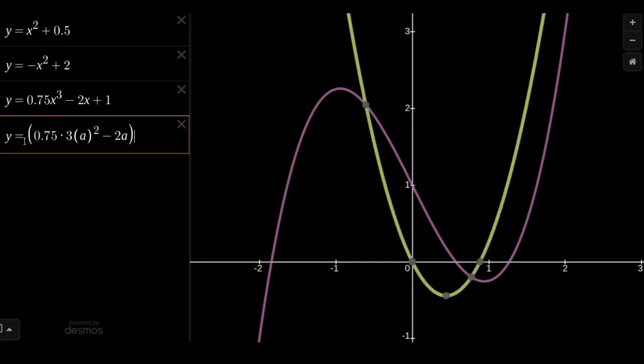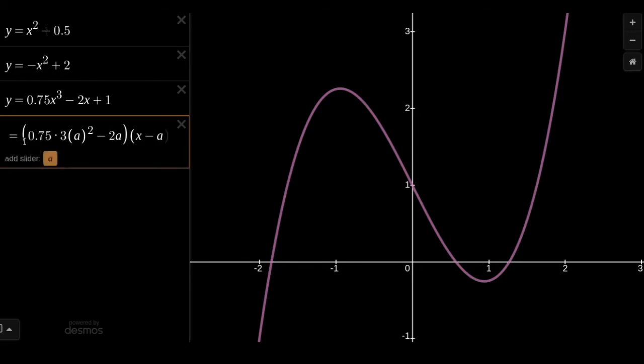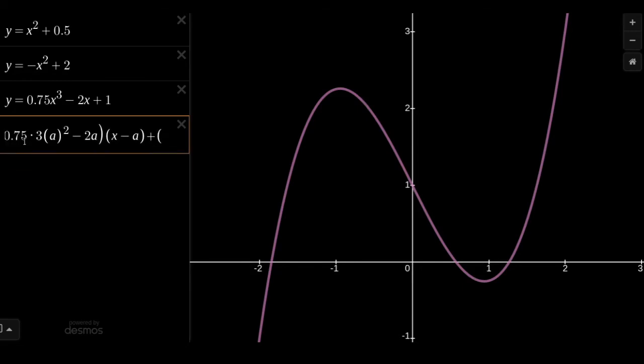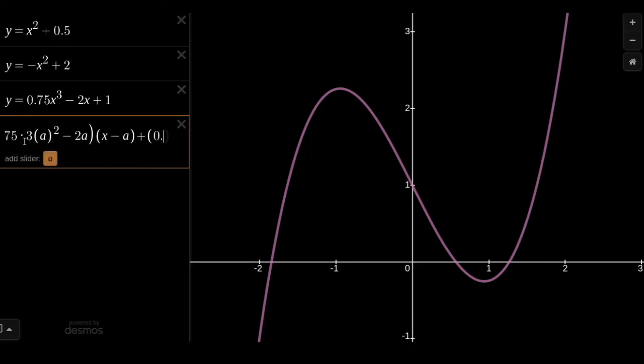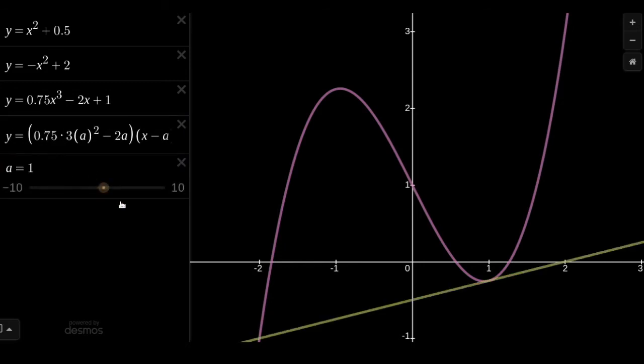All right, so I'm just taking the derivative, I'm putting a in there for the moment, x minus a, and then I'm just going to add on to that the value of the function there. Sorry, this is a little bit of a messy guy here. a to the third minus 2a plus 1. And I'll add a slider there for a.